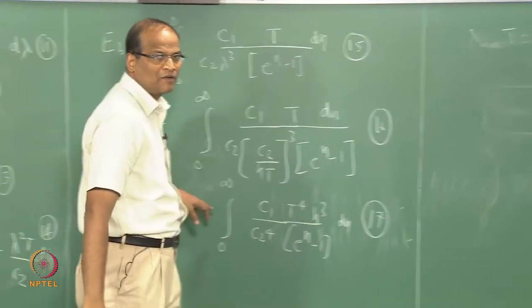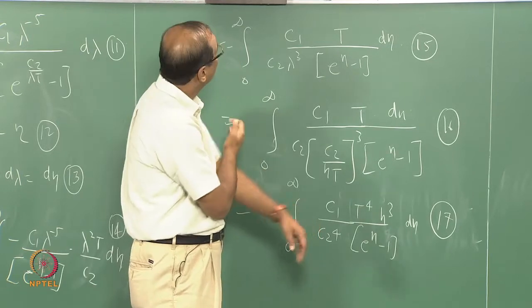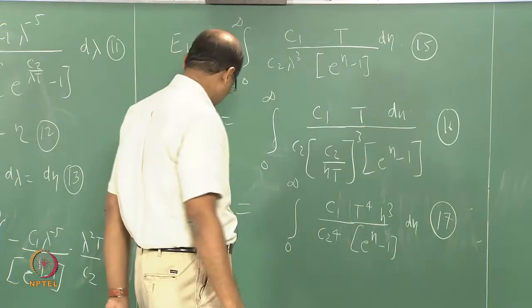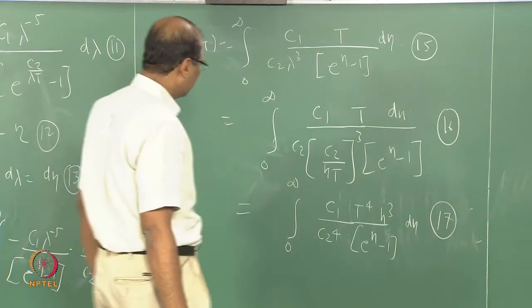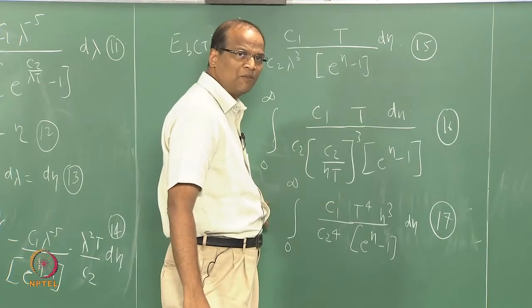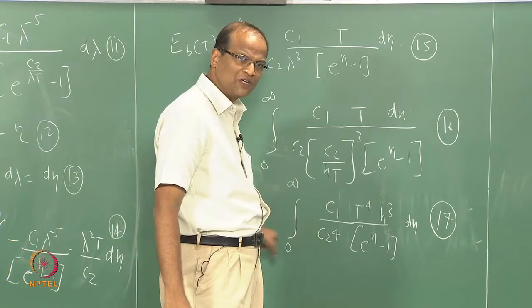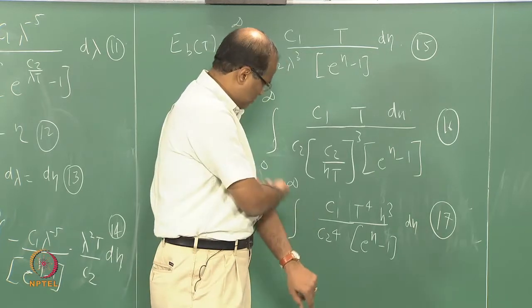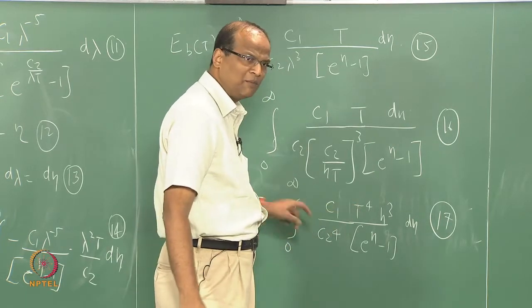Now watch here. We are doing it only for a particular temperature. Okay. C1 is a constant, can be pulled out. C2 to the power of 4 is a constant, can be pulled out. T is a constant, can be pulled out. Okay.